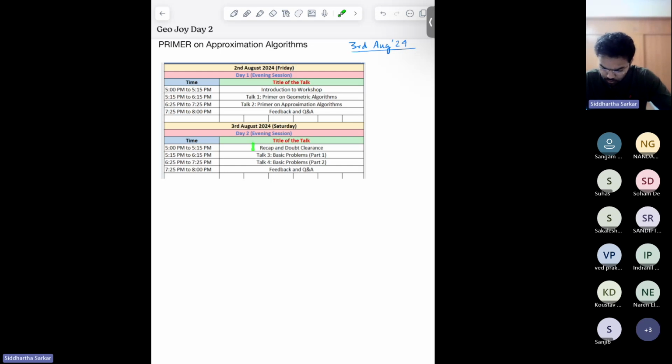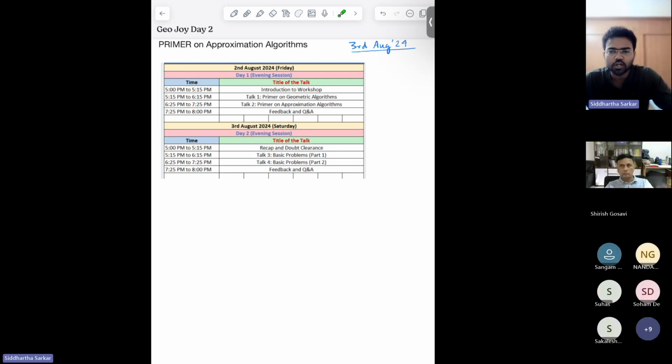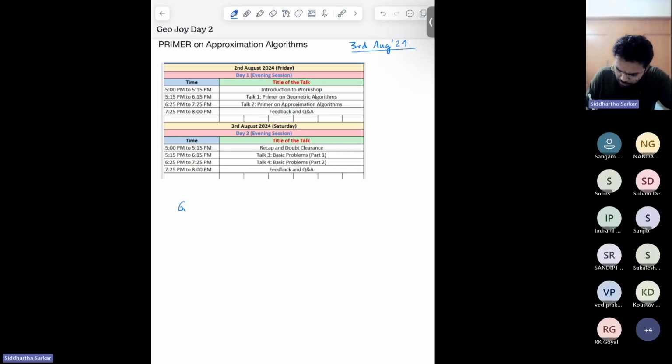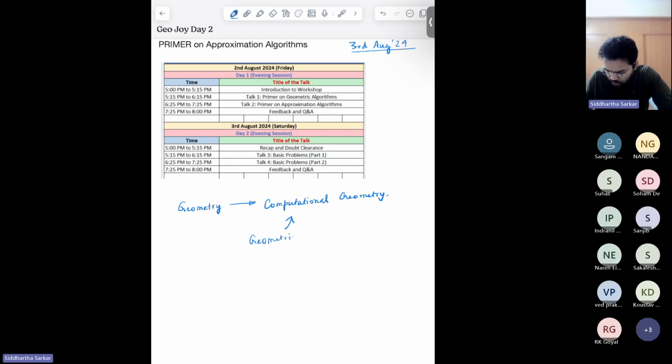So the first part of today's agenda is recap and doubt clearance. So let us quickly recall what we have seen. So we have seen that geometry has many branches, and one of the branches is computational geometry. And many interesting problems that arise in real world can be formulated as a computational geometry problem, and one can design realistic algorithms, practical algorithms for these problems. And if you solve a problem in computational geometry with an algorithm, we call it a geometric algorithm.